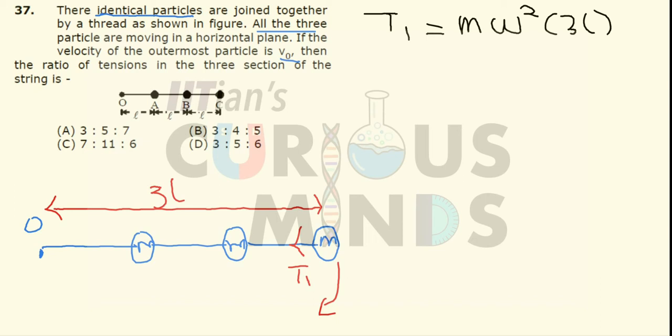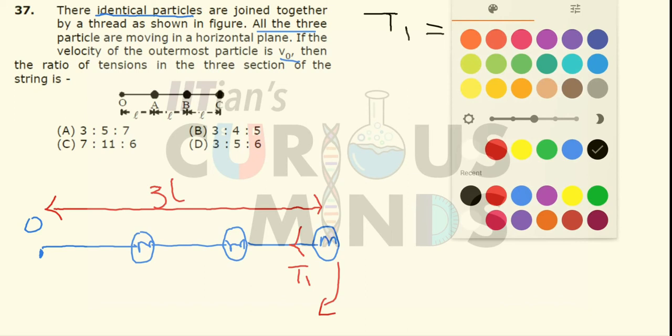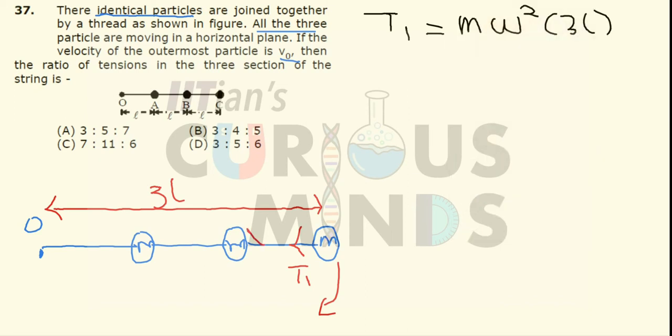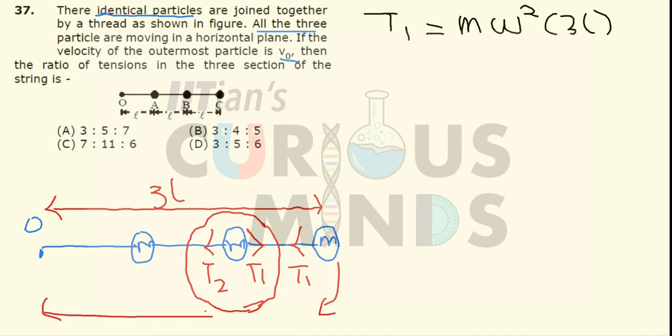If I consider the second particle, the same tension will act over here. It will be equal to T1 in the right hand side direction, and T2 will be another tension which acts in the left hand side direction. So if I draw the free body diagram, there will be two forces which act on the second particle m. Its distance from the center is equal to 2L.